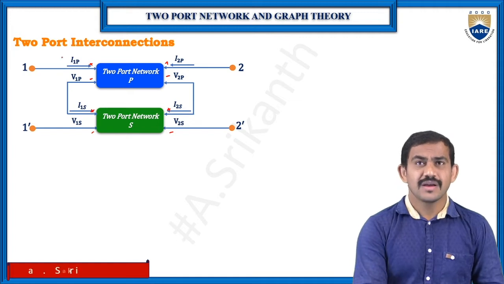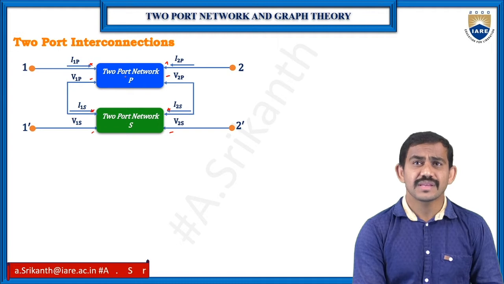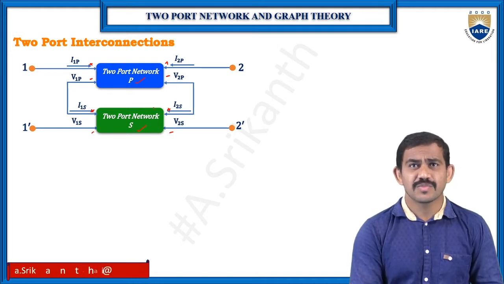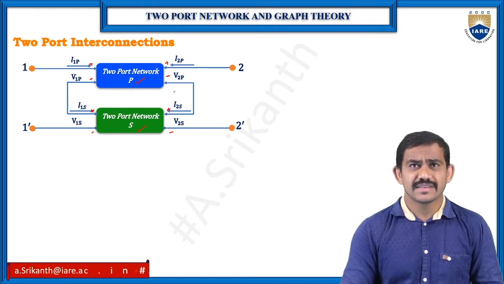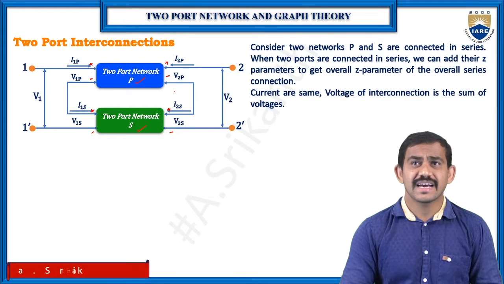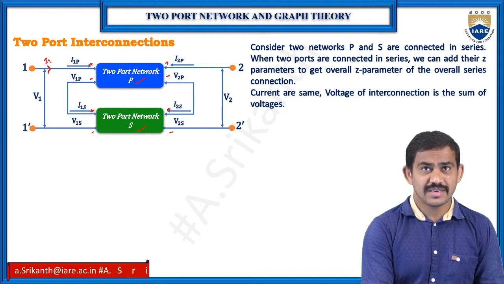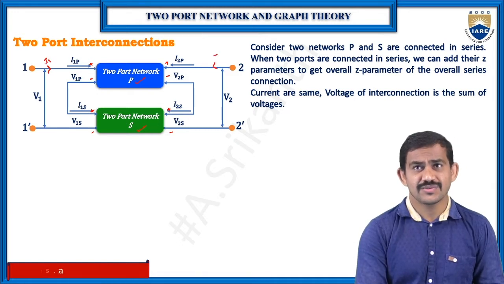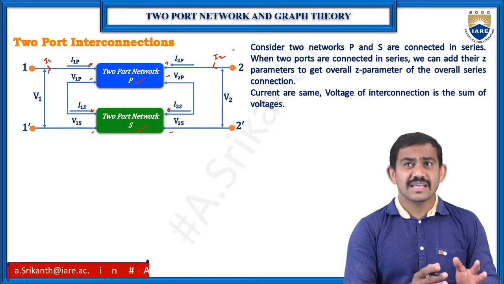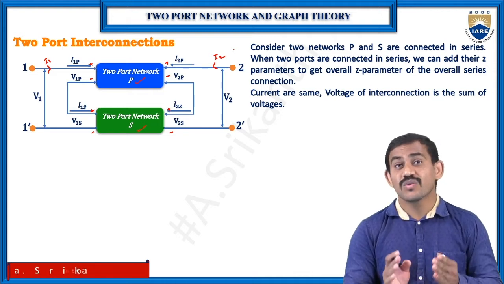Now we have I1 of P. This is the primary side of the P network. So we have P network values and S network values, primary side as well as secondary side. Now we have V1 and V2 and the currents. Here we have I1 and here we have I2. Now the currents are the same when you have the series connection, and the voltages are different.